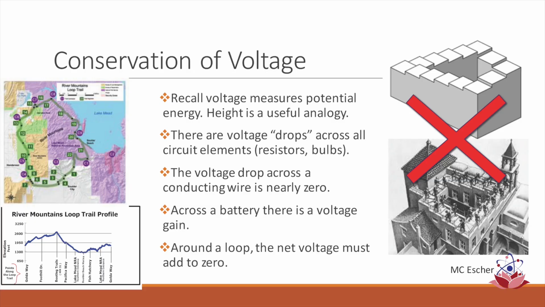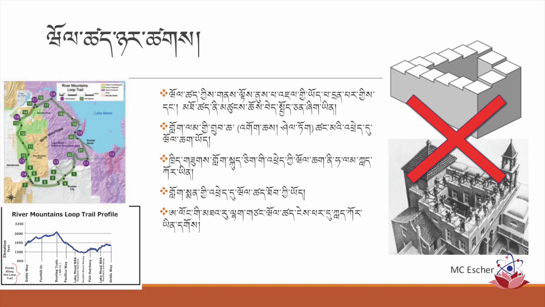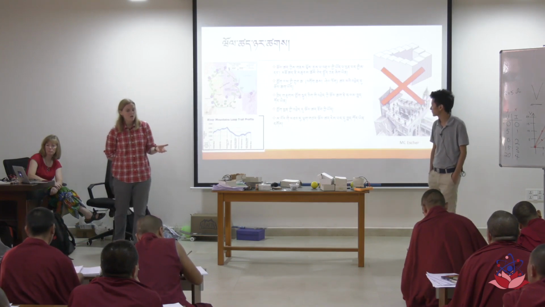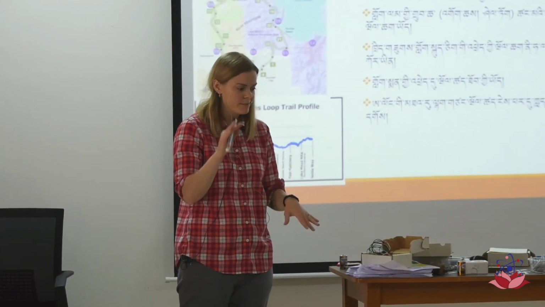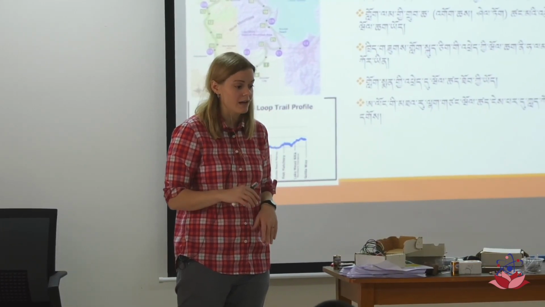Okay, so the next rule that we have has to do with voltage, and we're calling this conservation of voltage. So recall, voltage is essentially a measurement of the difference in potential energy. And height is a very useful analogy.